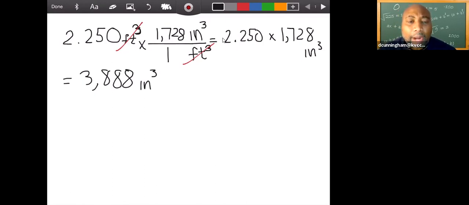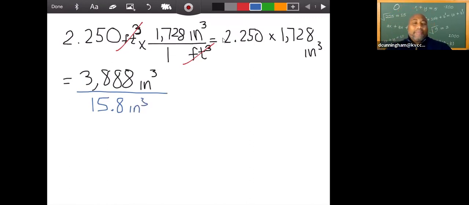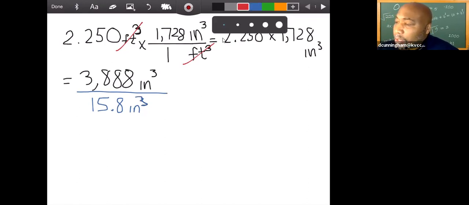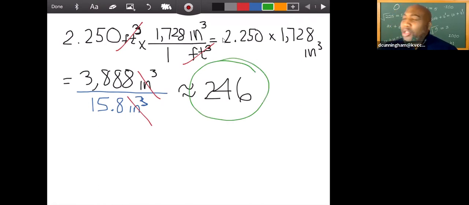Now that's not the answer to our problem because each die has 15.8, if I'm not mistaken. And so what we need to do is use that 3,888, and I'm going to divide it by 15.8 inches cubed. Now everything is the same. We have to have the same units. Notice we got cubic inches, so this will cancel, that will cancel. And so we'll end up with an approximation. You could do this work later on or on your calculator. It'll be 246. And notice the units cancel. So that is our answer for this particular problem. Approximately 246. Always want to go up one.